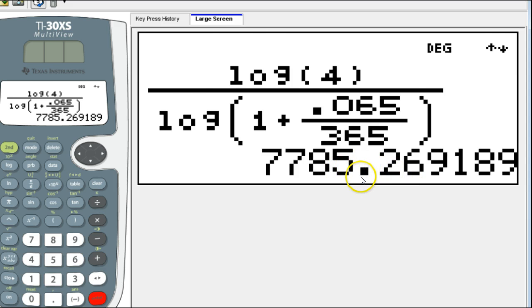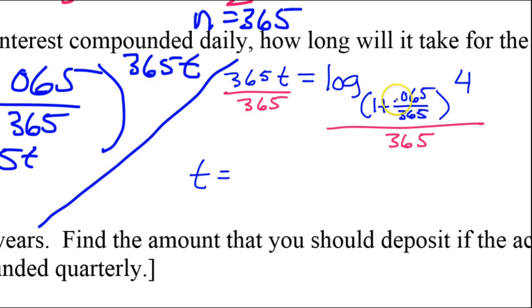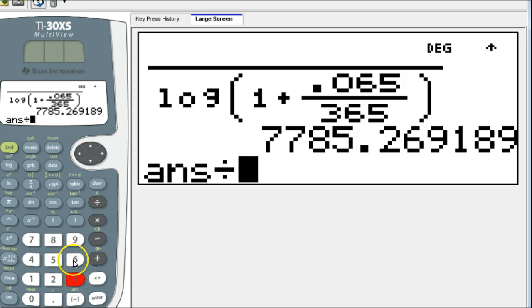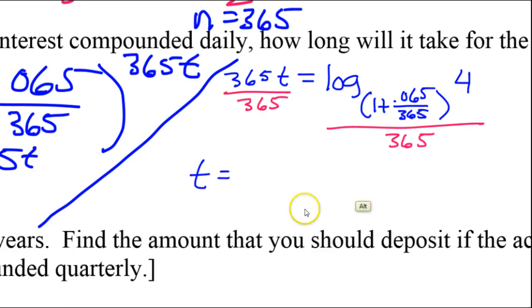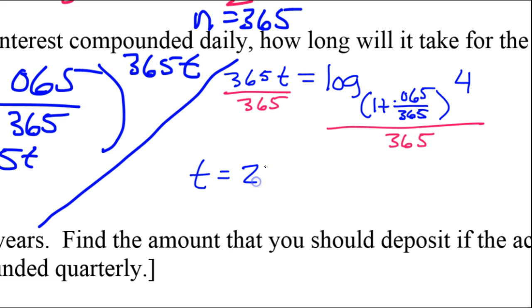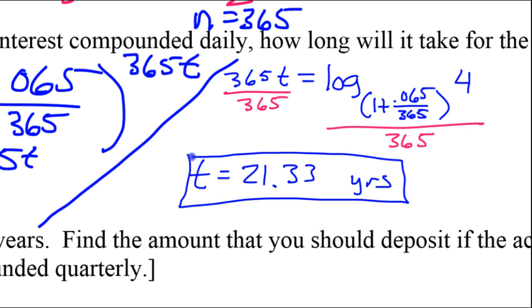Now don't round this. So far we've evaluated the blue part. Now we just need to divide by 365. So leaving this in the calculator, we can just hit divided by 365. Okay, so that gives us the answer. So this is 21.33 years. So that's how long it will take.